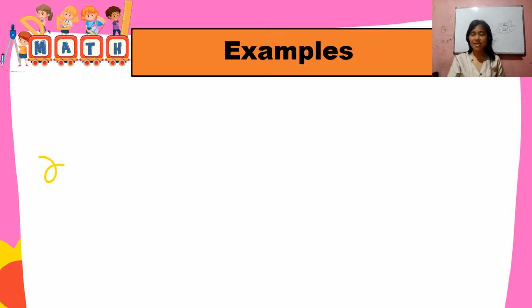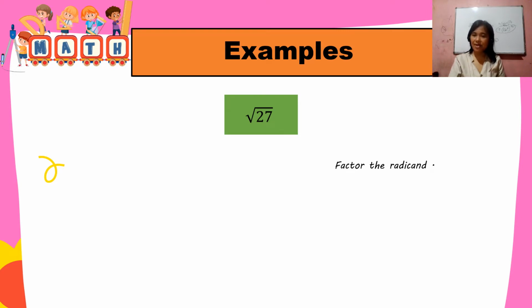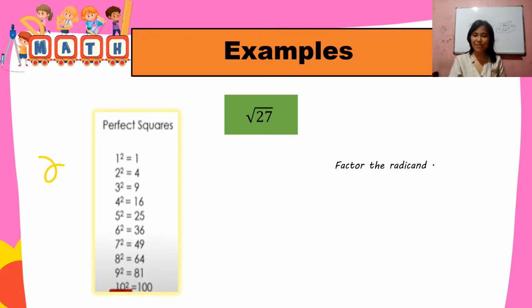So, here is example number 1. Okay, the square root of 27. So, basically, 27 is not a perfect square. So, wala siyang perfect na square root. So, kailangan natin i-factor siya, i-simplify siya. So, the first step is to factor the radicand. Paano ba mag-factor? Pag nag-factor ka, you have to see to it na yung factor mo is nasa list ng ating perfect squares.